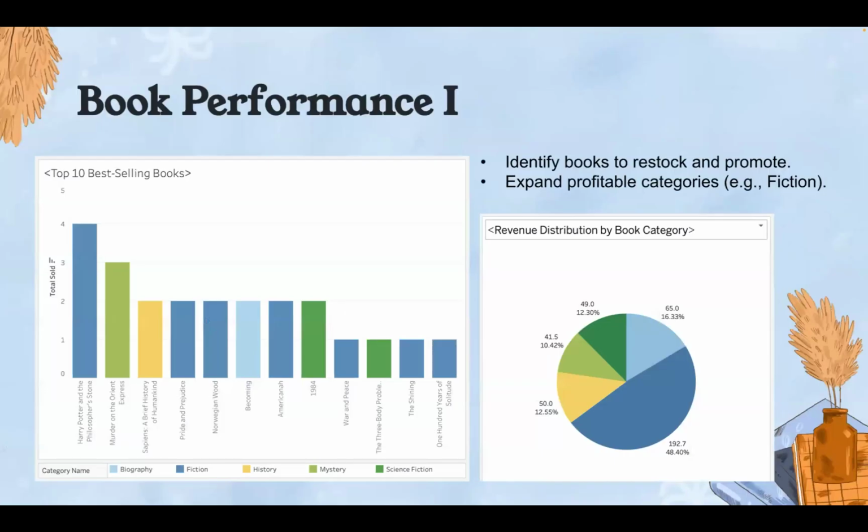We'll start with book performance. We looked at the top 10 best-selling books and the revenue distribution by category, and this helps us decide which books are more popular and which slower sellers might need promotional support. For strong performing category like fiction, we could expand the selection to drive more sales.